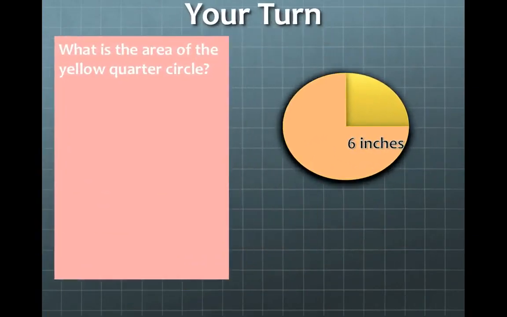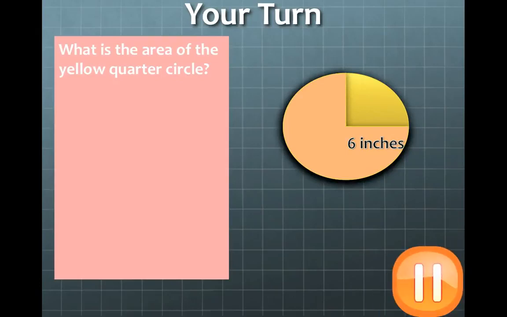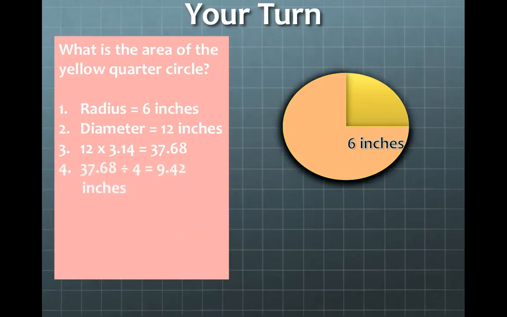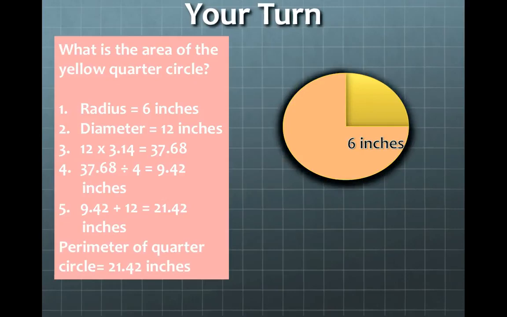Now it's your turn. What is the perimeter of the yellow quarter circle? Pause and find out. Let's see how you did. So you found the radius was 6 inches, the diameter was 12. Given information, done. Then you multiply the diameter by pi to get the circumference. It was 37.68. You had to divide by 4 because this is a quarter circle we are referring to, and you got 9.42 inches. And then you added on the radius times 2, aka the diameter, which was 12 inches, and you got 21.42 inches as your perimeter of the quarter circle.